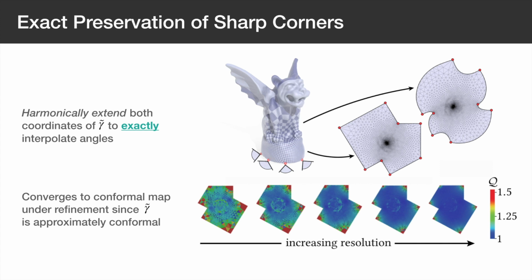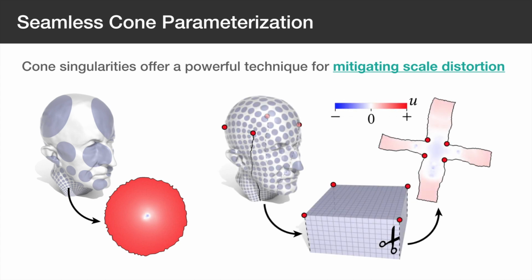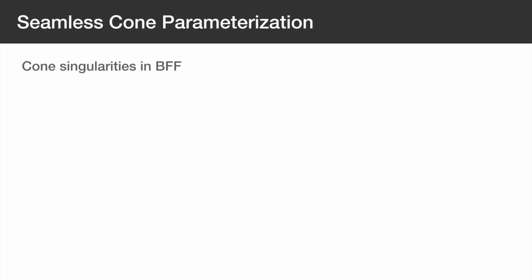Now, as I had mentioned earlier, cone singularities are a powerful technique to mitigate scale distortion in conformal maps. The idea here is to first map to an intermediate surface that's flat everywhere except for a few cone points. Then, to cut through the cone points and to finally lay the surface out in the plane without any additional stretching. This procedure can be incorporated into BFF with minor modifications to the algorithm.